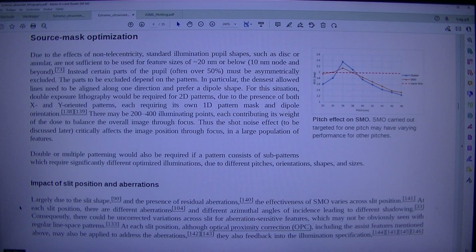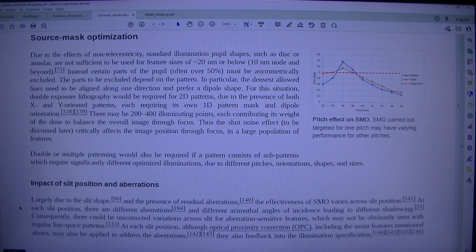At each slit position, although optical proximity correction, OPC, including the assist features mentioned above, may also be applied to address the aberrations, they also feed back into the illumination specification.